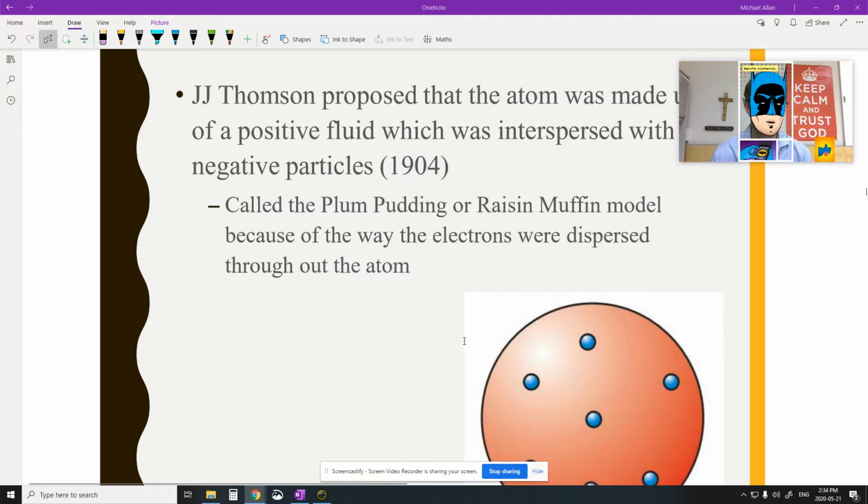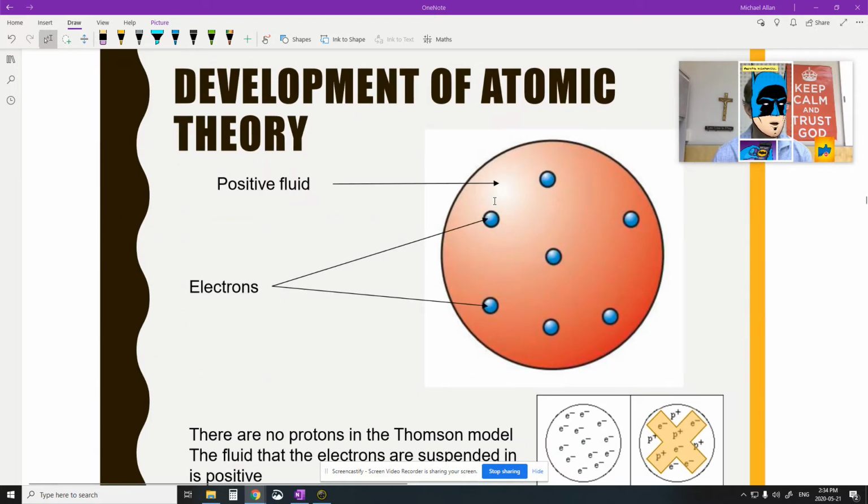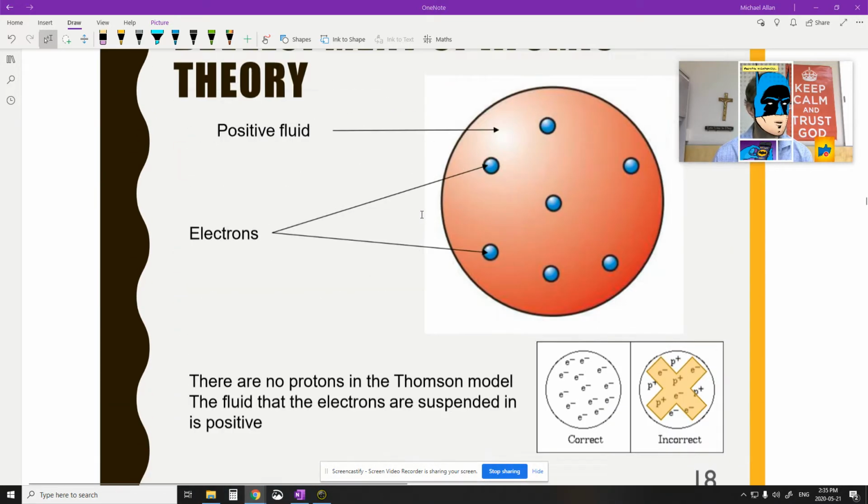Like there are electrons in all models now from this point on. They might just look different or be in different spots. But he at least discovered that these electrons exist. Now, between these two models, between this J.J.